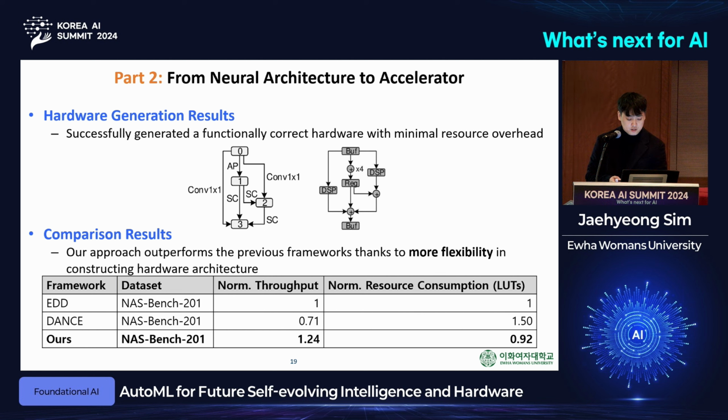And we compare this result quantitatively with the previous neural architecture accelerator search works, EDD and DNNBuilder. We normalize the throughput and resource consumptions. Our approach achieved more throughput while consuming slightly less resources, LUTs in FPGAs, because we have a higher flexibility in constructing hardware architectures.